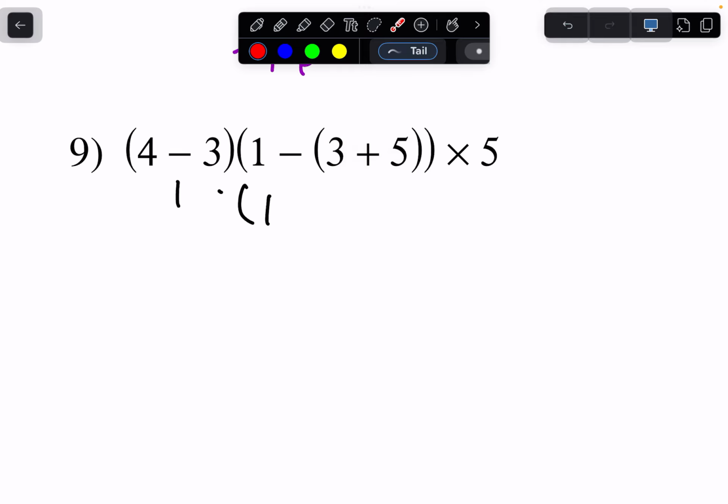addition, a parenthesis. This inner parenthesis turns into an 8. We still have something trapped inside of a parenthesis, so we're going to do it again. 1 minus 8 is negative 7.